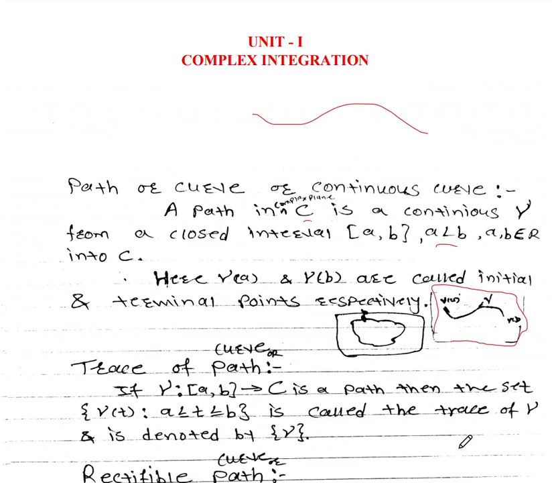So this is called the trace of the curve gamma, and it is denoted by {gamma} in curly brackets. So this is the definition of the trace of the curve. You already learned this in BSc third year.